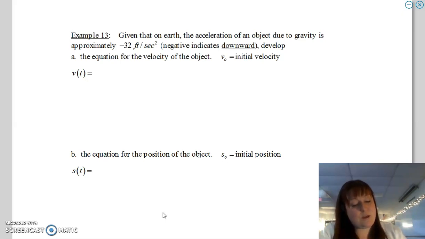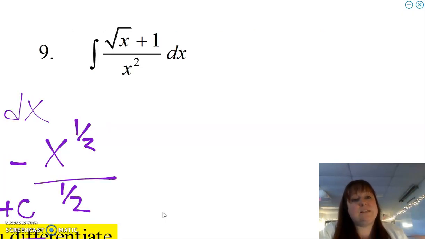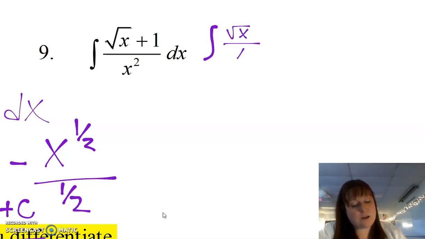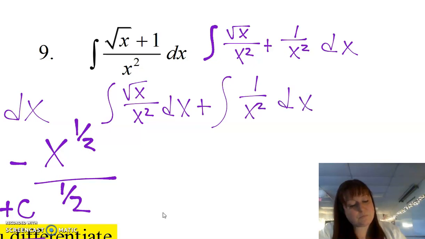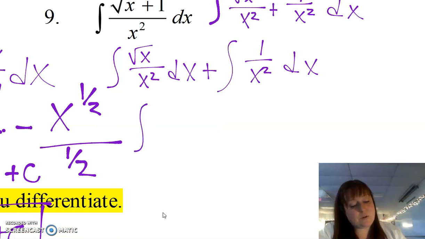x plus 1. Okay, so the first thing is we need to write this as the sum instead of a quotient because we don't know how to do quotients yet. So we're going to write this as the integral of root x over x squared plus 1 over x squared dx. Then we're going to split the integral, root x over x squared dx plus the integral of 1 over x squared dx. Then we're going to write these in terms of exponents. So that's going to be the integral of x to the 1/2 times x to the negative 2 dx.